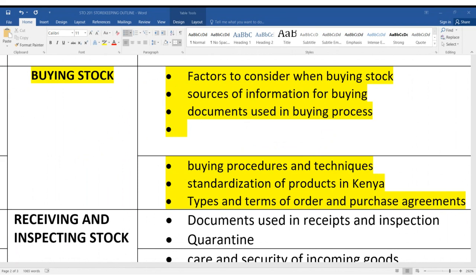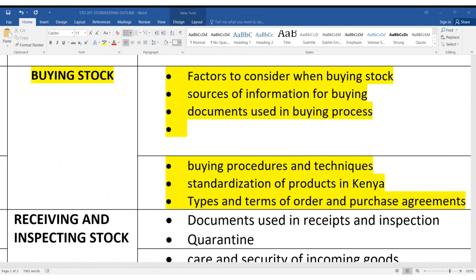To explain the factors to consider when buying stocks, to describe various sources of information necessary in the buying process, to describe documents used in the buying process, to explain the various buying procedures and techniques, to recognize buyers' legal obligations in the buying process, and to explain the aims of standardizing items and how this is done. So those are the objectives that will follow as far as this unit is concerned.